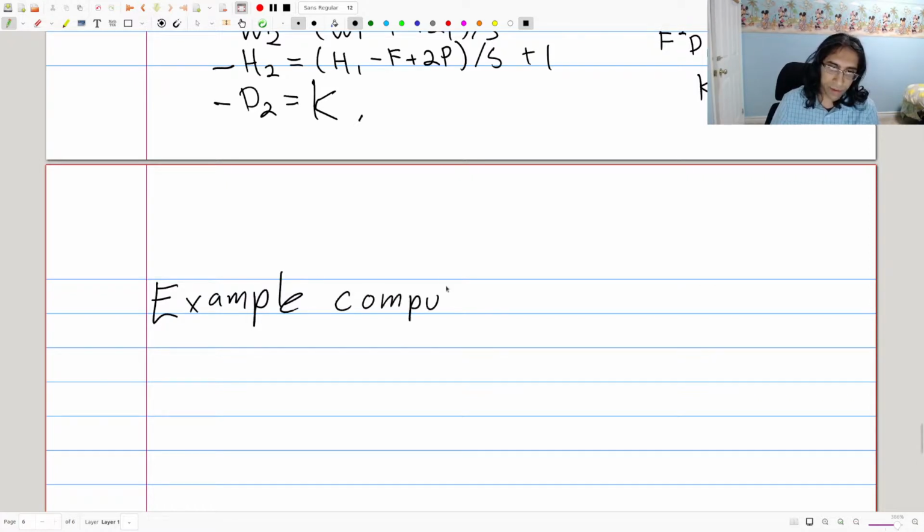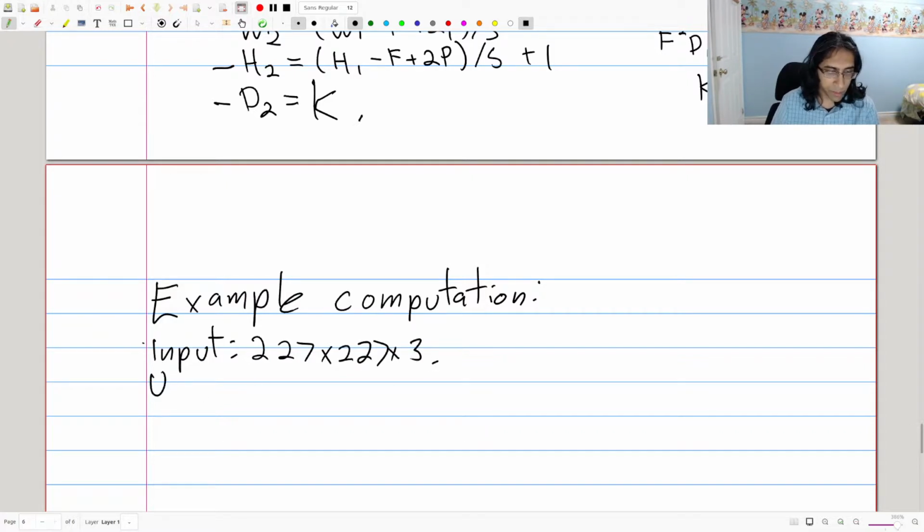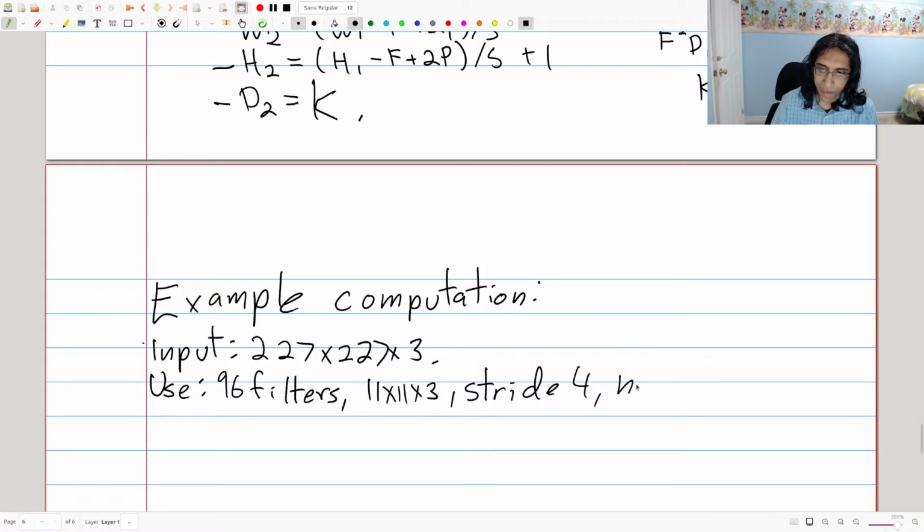So let's suppose we have an input which is of size 227 by 227 by 3. What hyperparameters do we have for our layer? We have 96 filters, which are 11 by 11 by 3, because we have to have the same depth as the input, and say stride 4, and we have no padding.